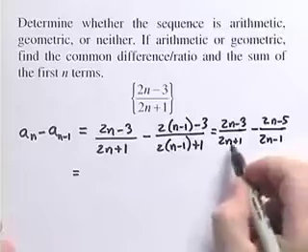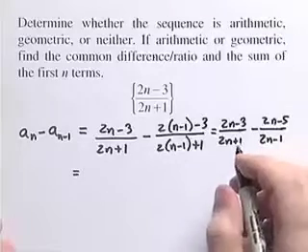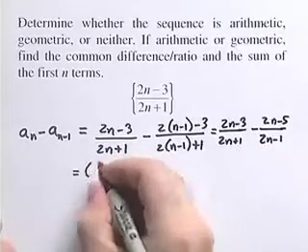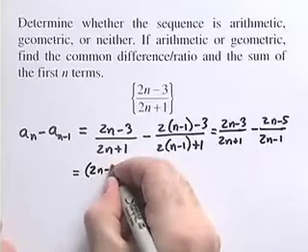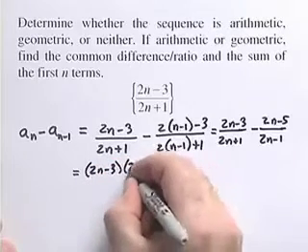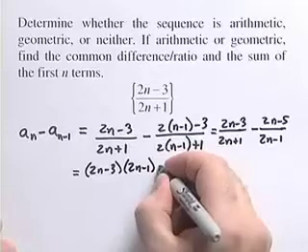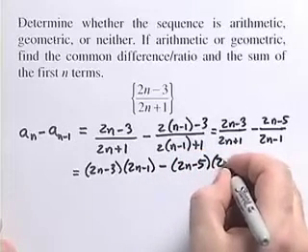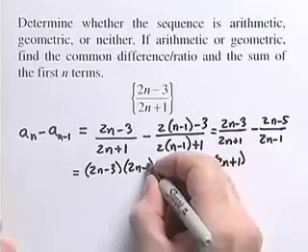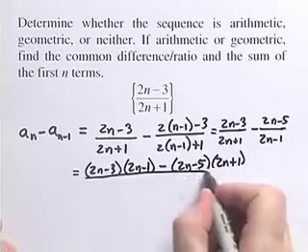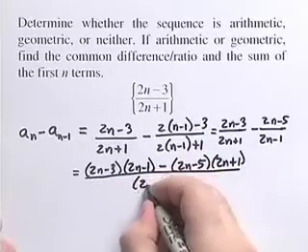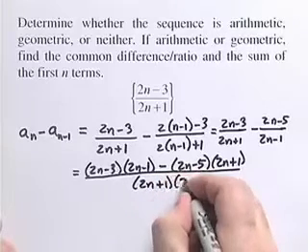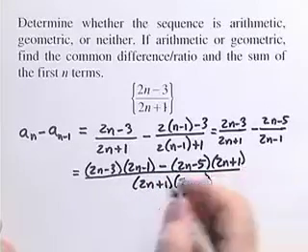We need to get a common denominator to subtract these two fractions. So we're going to end up with (2n − 3)(2n − 1) minus (2n − 5)(2n + 1), all divided by (2n + 1)(2n − 1).